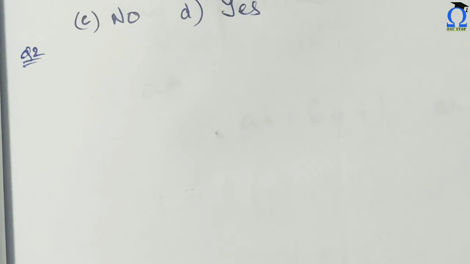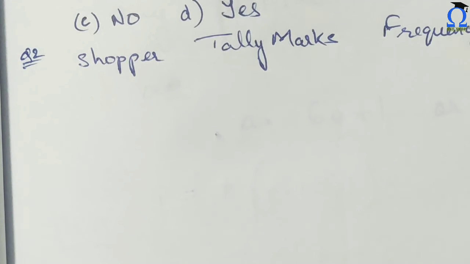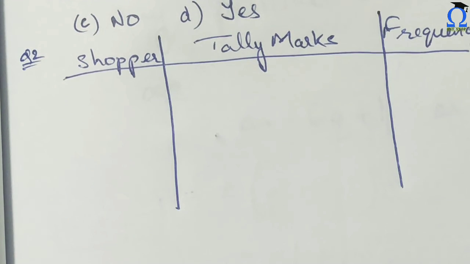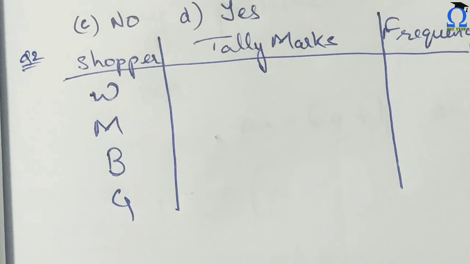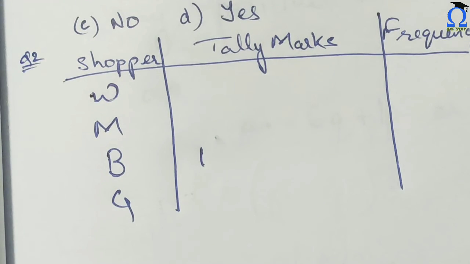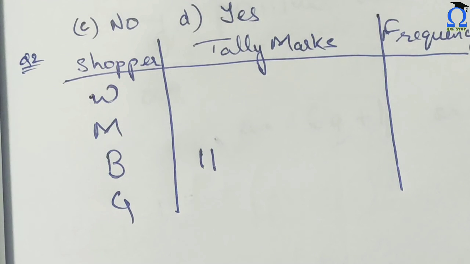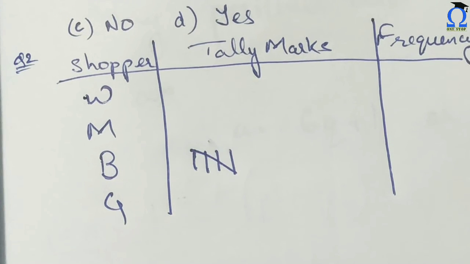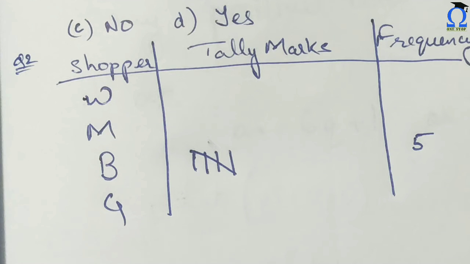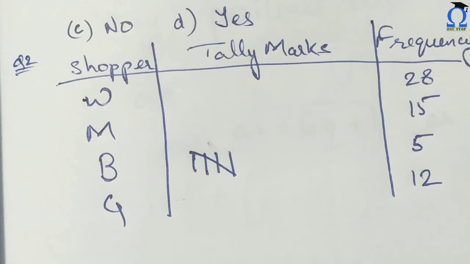So next is question number 2. We need to draw the frequency distribution table. For that we need 3 columns. I hope you understand the tally marks. So women, men, boys, girls, like counting the boys. So there are 5 boys. Similarly we can finish the rest of the part. Okay, so this is how we will draw the frequency distribution table. And question number 3 is your homework.